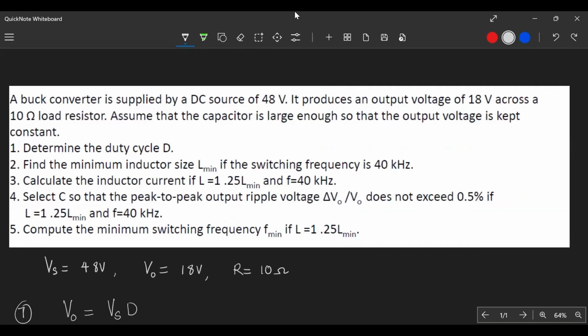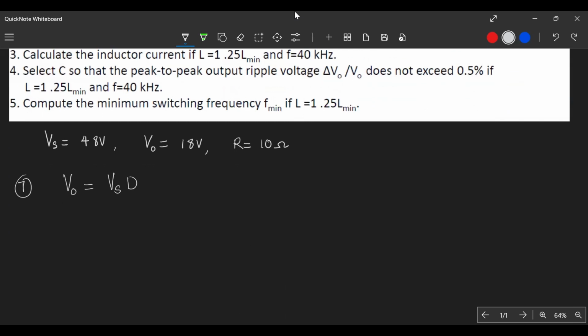So the output voltage is always less than the input voltage. From this, you can find the duty cycle. The duty cycle is just equal to the output voltage divided by the input voltage. The output voltage was 18 volts and the input voltage is 48 volts, and if you divide the two, you get a duty cycle of 0.375, or in percentage, 37.5%.